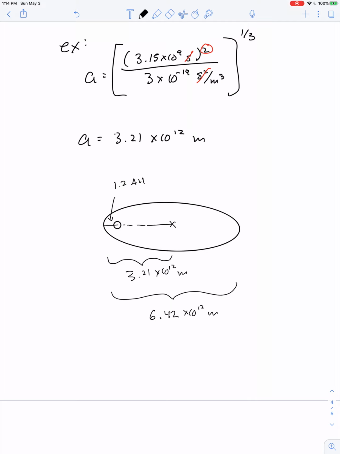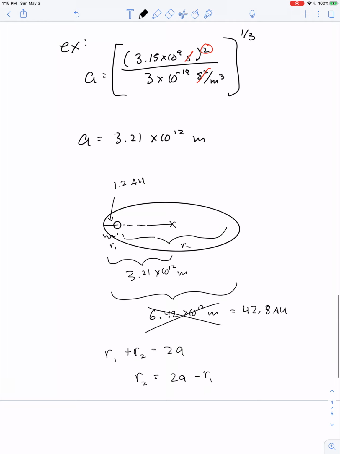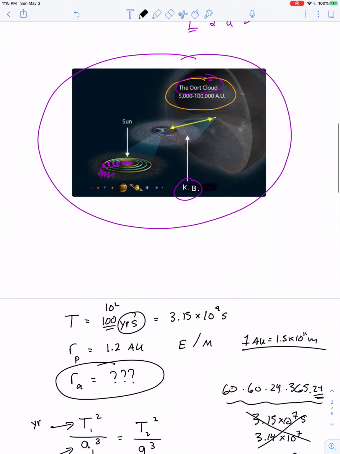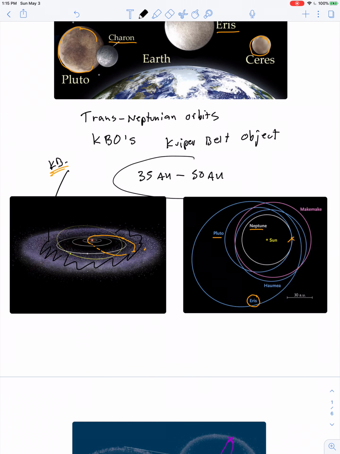If we divide that by 1.5 times 10 to the 11th meters, we can convert it to AU, and that's equivalent to 42.8 astronomical units. Okay, so R1 added with R2 has to be the length of the major axis. So R2 is 2A minus R1. In our case, R2 is 42.8 astronomical units minus the given value from this example problem of 1.2 astronomical units. And so we've got it. The distance at Aphelion is equal to 41.6 astronomical units. So the question is, where's the likely origin for this comet? Is it in the Kuiper Belt or the Oort Cloud? Yeah, it's clearly an object that came from somewhere within the Kuiper Belt.